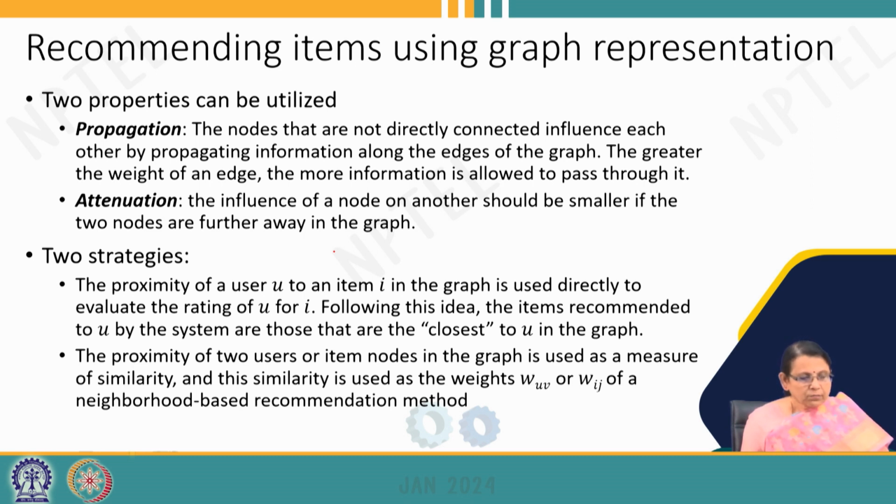Then the proximity of two users or items, which are represented as nodes in this graph, is also used as a measure of similarity. This similarity value can be used to compute weights like user weight or item weight, and we can use them directly in the neighborhood-based recommendation methods. Which are the neighborhood-based recommendation methods? User-based and item-based, UBCF and IBCF.